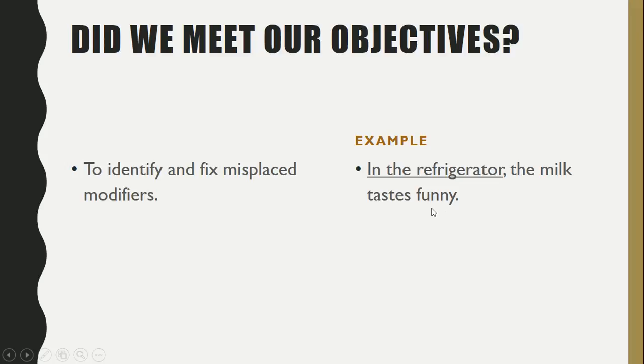It looks like it is an adverb. Really, it's supposed to be an adjective. The milk in the refrigerator tastes funny. Now that it comes right after milk, we know that it is modifying the milk. Remember, the adjective has to be next to the noun that it modifies. With prepositions, that's always the case. Noun, adjective.